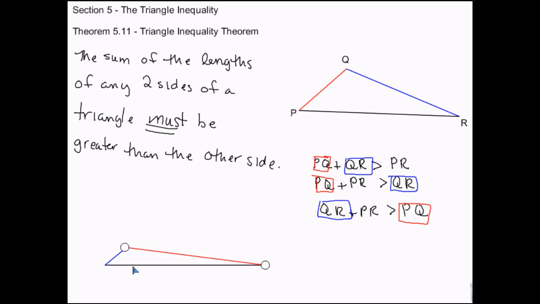Does that make sense? So the two sides will always have to be longer than the third side if you put the two sides together. And that's just due to the very nature that if we take this triangle and we fold it down, the sides are going to overlap. Okay.